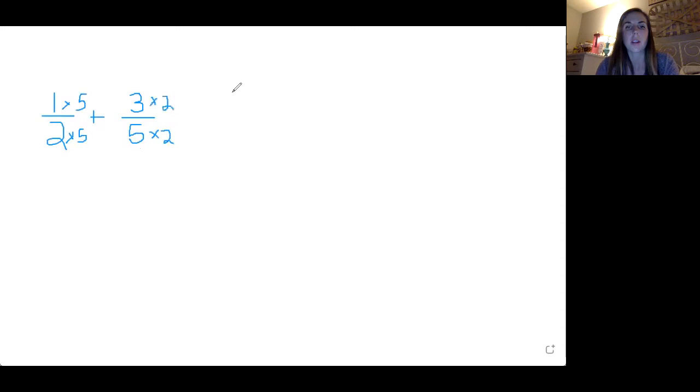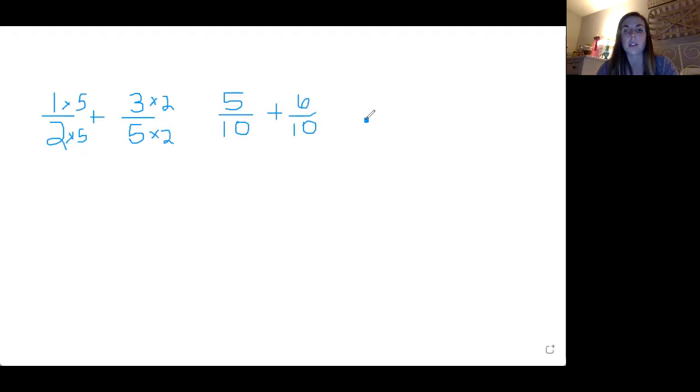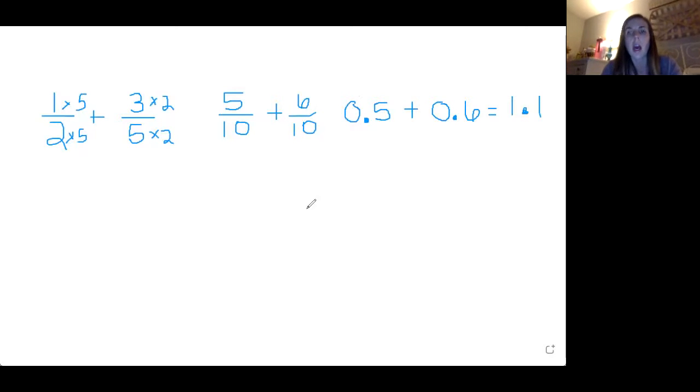Once we do that, we're going to have 5/10 plus 6/10. And if we wanted to write this in decimal form, you should know that the first place after your decimal is the tenths place. So 5/10 would be written as 0.5, and 6/10 would be written as 0.6. And when you add these, you get 1.1, or 1 1/10. Sorry for the terrible handwriting.